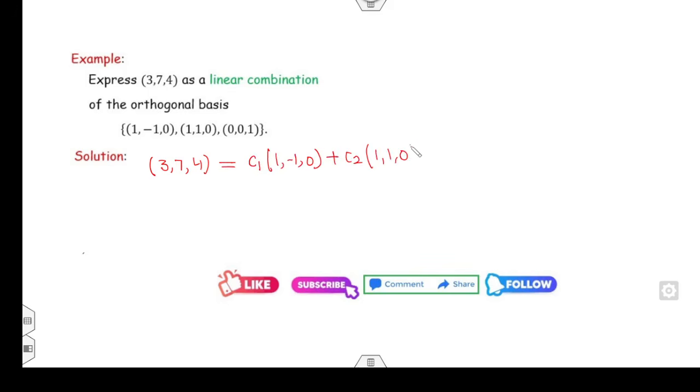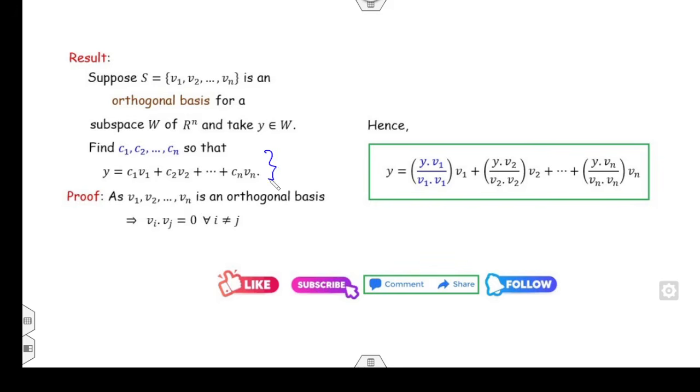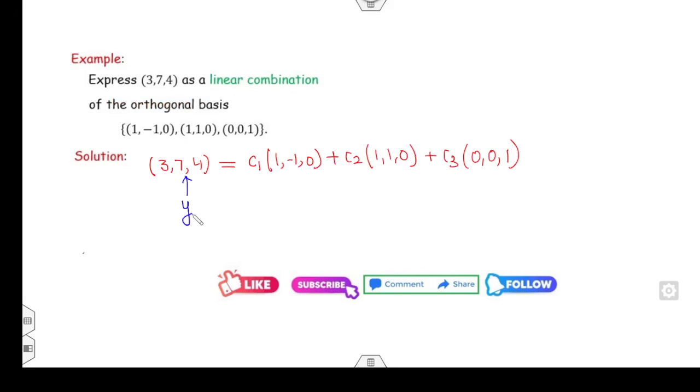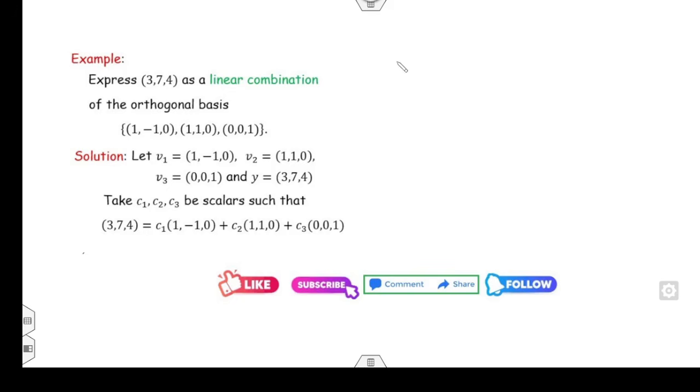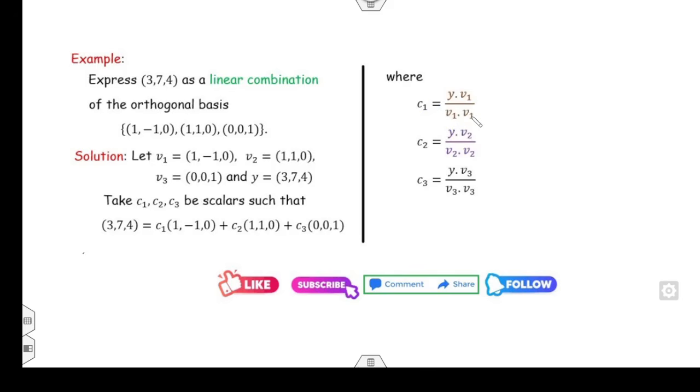c1 v1 + c2 v2 + c3 v3. Fine. So I can use the same result as I mentioned to you. If you compare them, this vector I can take as y, this one is v1, this one is v2, and this one is my v3. Then c1, c2, c3 are scalars such that c1 will be y dot v1 divided by v1 dot v1, c2 will be y dot v2 divided by v2 dot v2, and similarly c3 will be here.